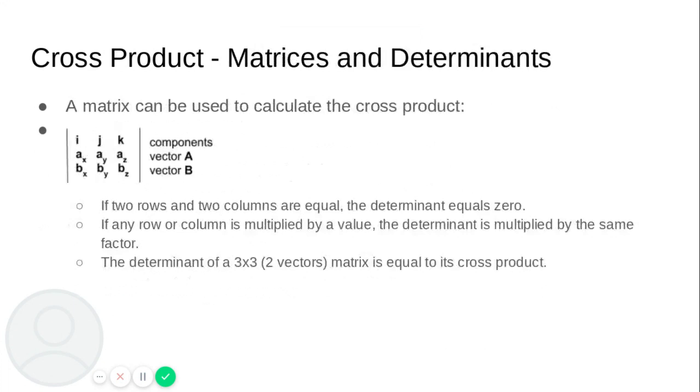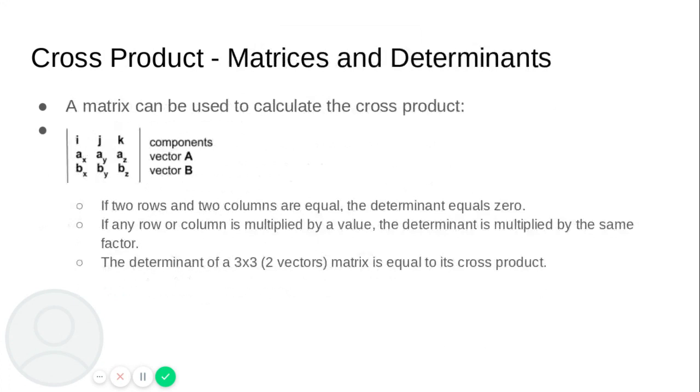So here's where we get to matrices. So a matrix is essentially a system of equations, but we can see it as a way to organize our work in this case. So we can see in the matrix there, we have i, j, and k. Those are our coordinate directions. And then the second row is the components of vector A, and the third row is the components of vector B. Just some notes: if two rows or two columns are equal, then the determinant equals 0.